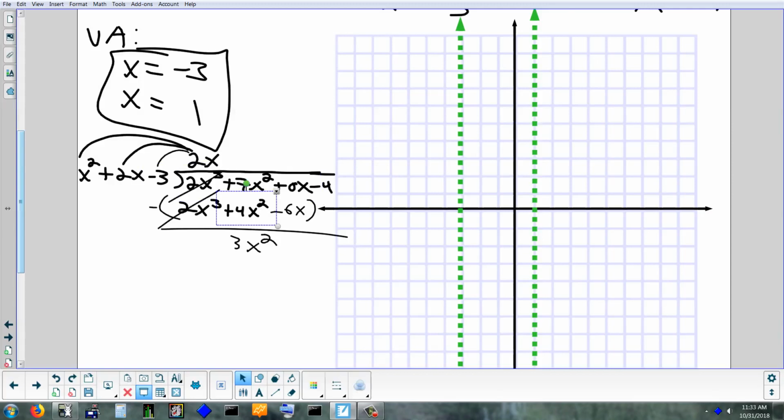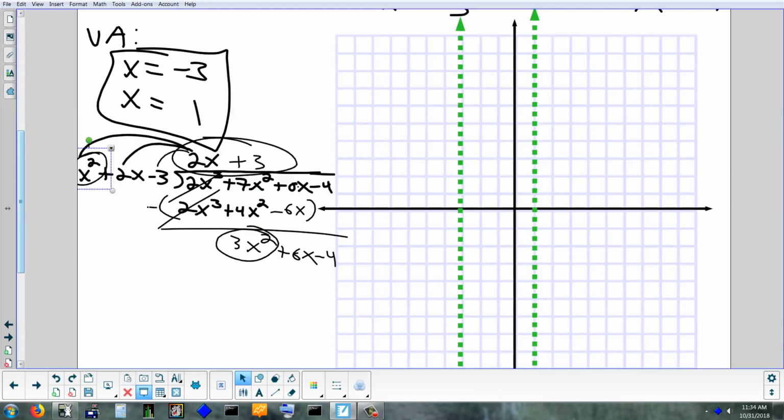Now the rest doesn't really matter. Okay, I can finish this row off, but it doesn't matter. 0 minus -6 is +6. Now normally you'd also bring down the -4. That's not going to matter either. The only thing that matters is to divide this by that, and you're done. If you wanted the remainder, you'd have to keep going. But I don't care about the remainder. So what's 3x squared divided by x squared? 3.